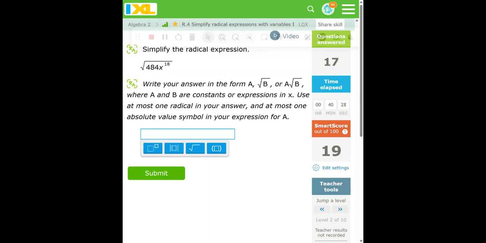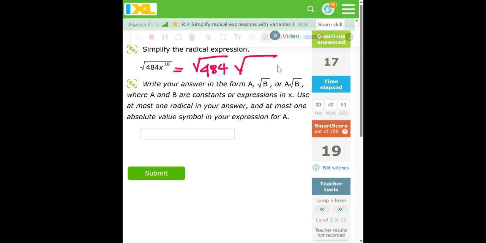Here we go. Now, the number is a little bit bigger, but so what? You got a calculator. So I can get my calculator. Let me clear everything else. Remember, this is the square root of multiple things, so I can break them apart: square root of 484, and then square root of x to the power of 18. I can use the calculator. Square root of 484, it comes out 22.